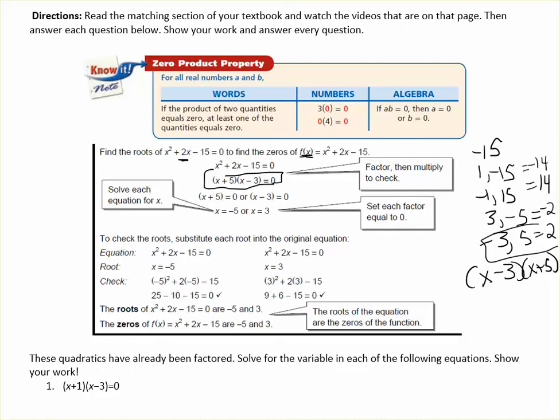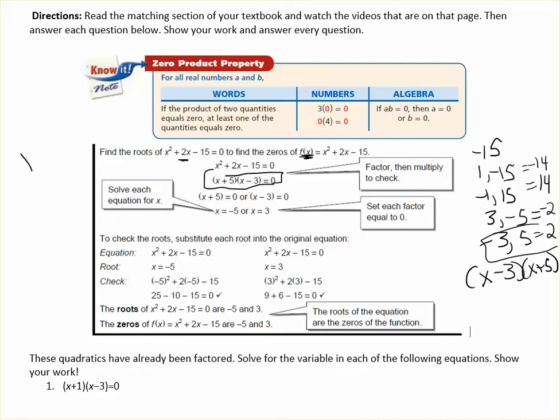We're going to replace our f of x, or our y, with 0 in these problems, so that we can find where they would equal 0, which is the x-intercept. And then we set each of these parts equal to 0 because of the zero product property. The zero product property says for this to be true, either this factor, x plus 5, has to equal 0, or the other factor, x minus 3, has to equal 0.